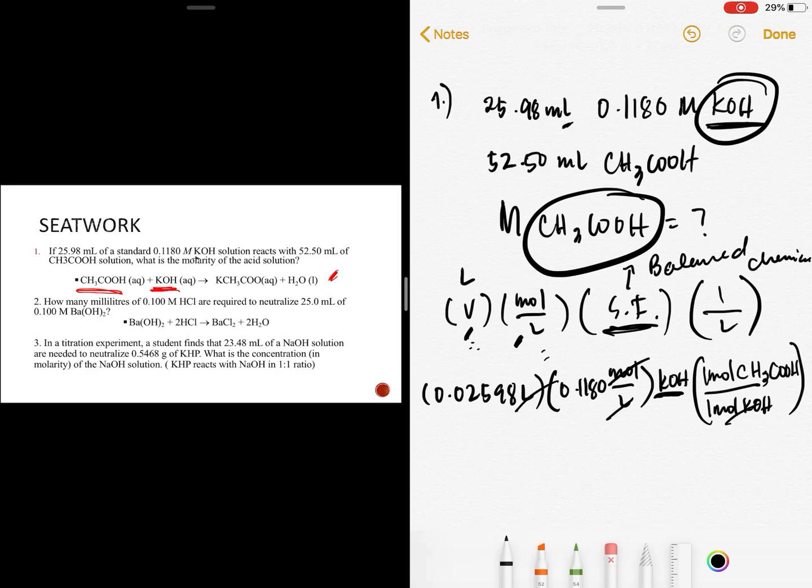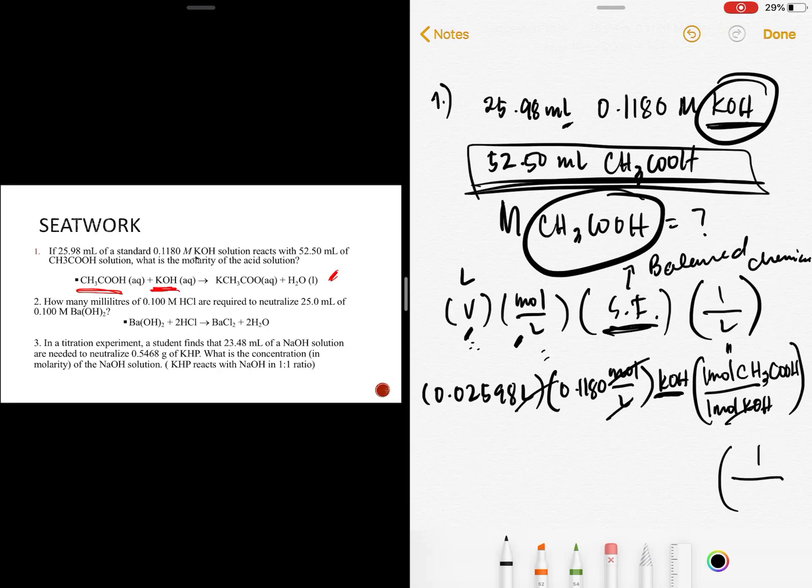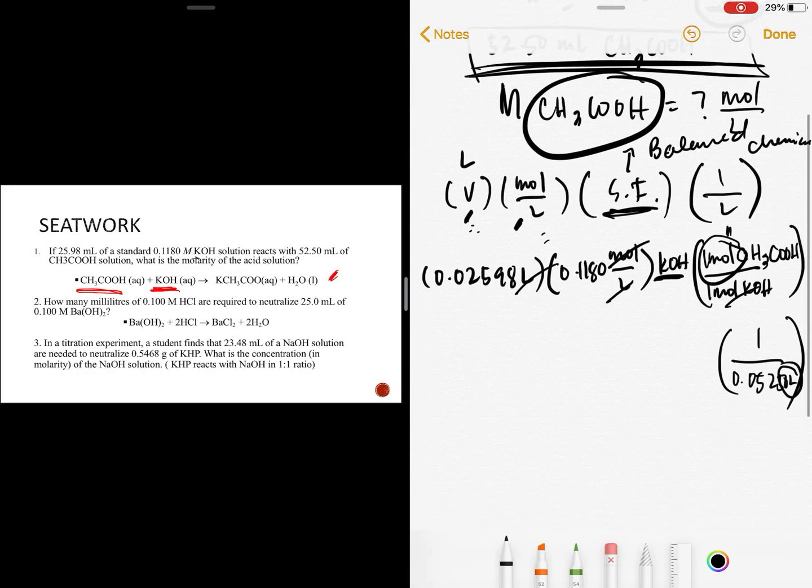After that, tingnan mo kung ano na lang yung term na hindi mo nagagamit. Yung term na hindi mo na lang nagagamit is this one. Tama? Yung kay acetic acid. So, pakisulat yung last term. 1 over, convert it to liter. So, 5250 ml, divide that by 1,000, it is 0.05250 liter. So, ayan na, lumabas na yung unit for molarity. Kasi molarity is mole per liter din naman, di ba? So, lumabas na, ayan na, mole per liter.